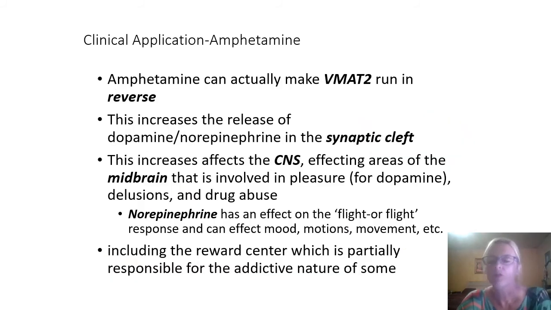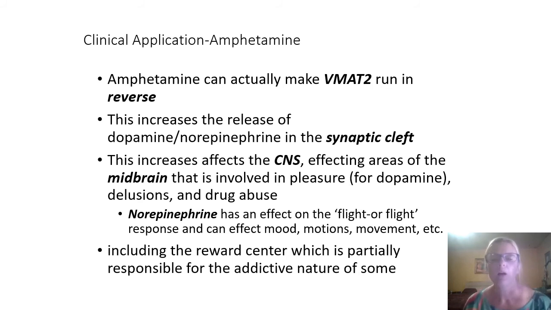So what amphetamines do is after they alter that protein, they make that VMAT actually run in reverse, which increases the release of dopamine and norepinephrine into the synaptic cleft. So instead of taking it back up, it's loading and dumping tons of dopamine and norepinephrine, which is why people get that pleasure response, because you're overloading your system with lots of dopamine. This increases the effects on the central nervous system, which affects the areas in the midbrain that are related to that pleasure feeling. It's also tied to the delusions that they have and the addictive effect.